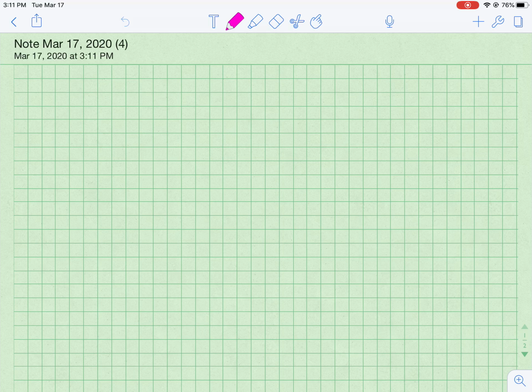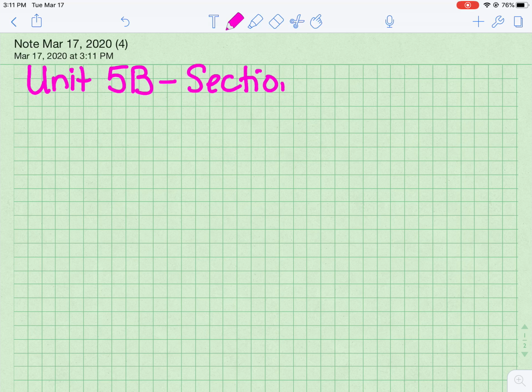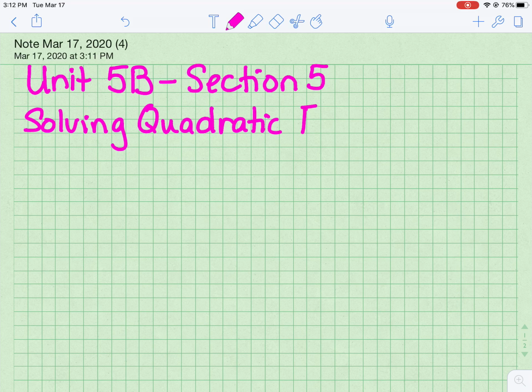Okay, I want to do a lesson that we were supposed to do last week, but I skipped over, so I want to come back to it. So if you will go and find Unit 5B, Section 5, either in Google Docs or on my Canvas page, and you should print it out. That's what I'm going to be working from, okay? This is going to be solving quadratic equations using a graphing calculator.